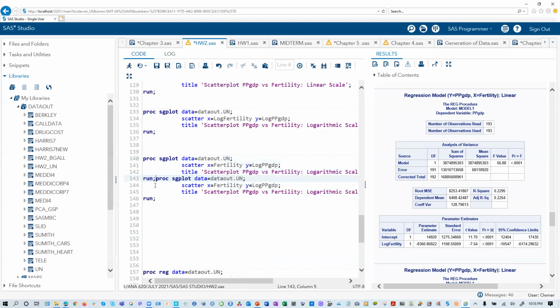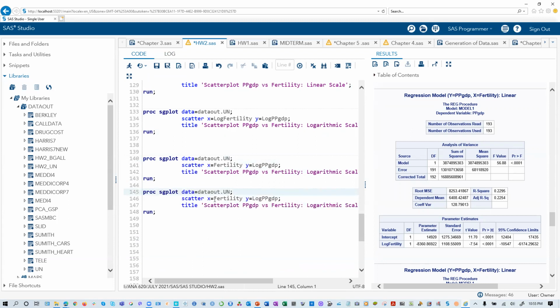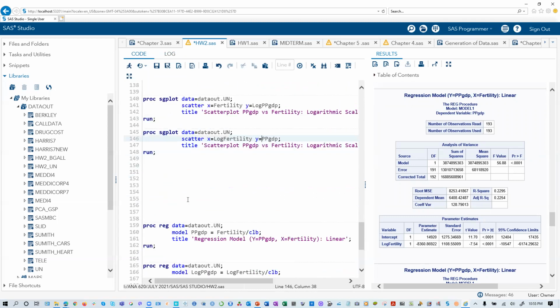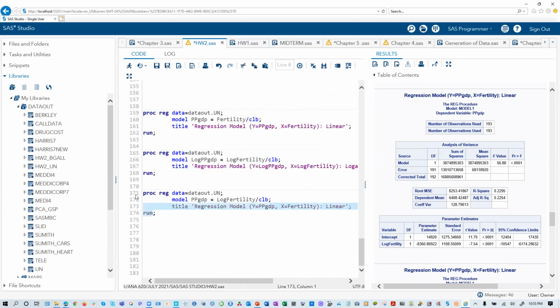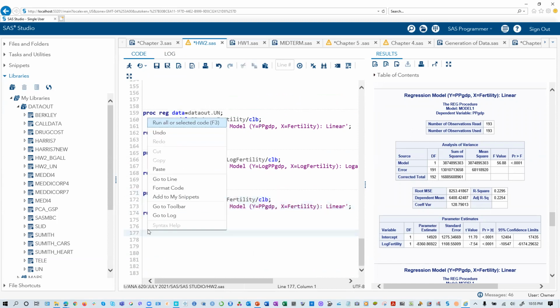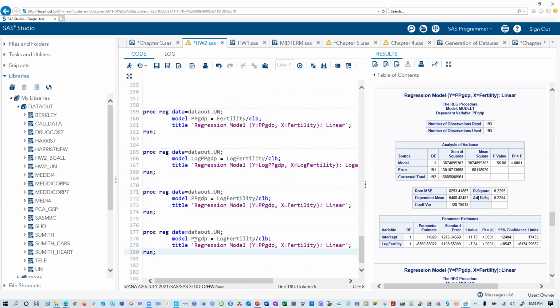Okay, see, I get the log on fertility, no log on GDP per person. So in a similar fashion, let's look at this one. Oh, sorry, copy and paste. And there, this one log model would be Y is log GDP.